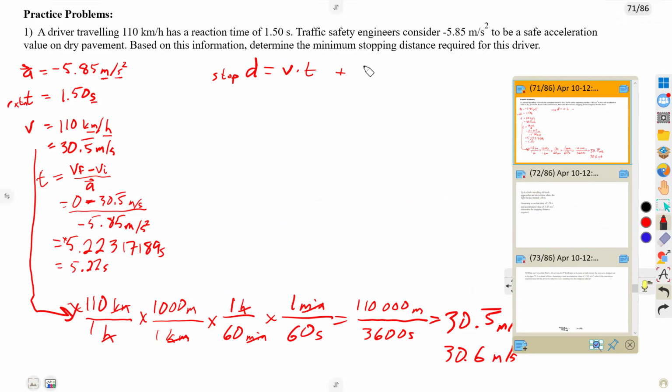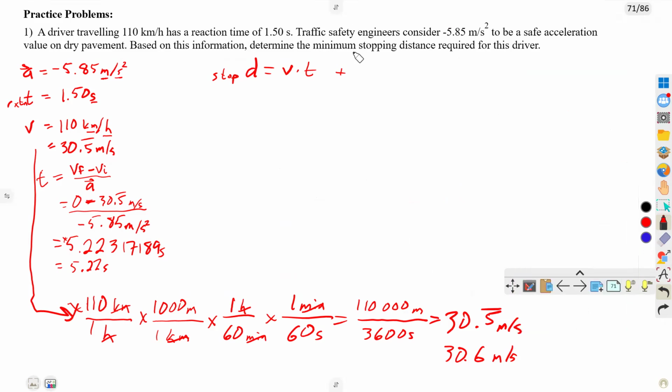So the stopping distance then, as we come to stop, is (VF plus VI) over 2, just going to put brackets around this, times delta t. And I'm just going to put reaction time here and stop time here, just so that we know these are two different times that we're going to be looking at. Okay, so now let's throw all of this together.